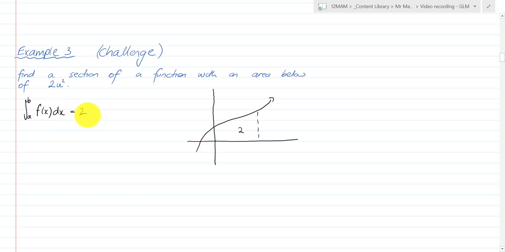Now my suggestion here would be to consider the fact that we don't know three things, f of x, b and a. And we only have one relationship to set it up. So really what we're going to do is set two of them and determine the third to match. And that's why it says find a section of a function, because there's multiple answers to this problem. So I'm just going to pick a function and just see what happens.